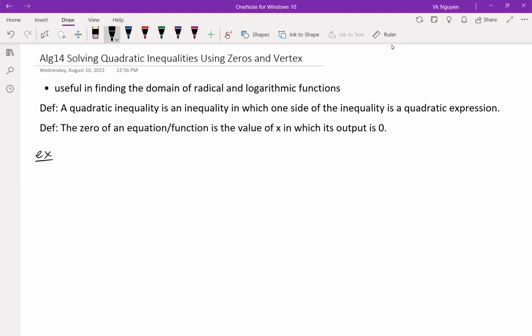Let's take a look at x squared minus x minus 6 greater than 0. Is the graph of x squared minus x minus 6 more than 0? It's above the x-axis. So to graph a quadratic function, we just have to figure out the zeros.